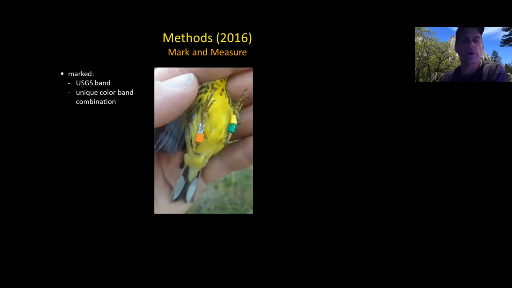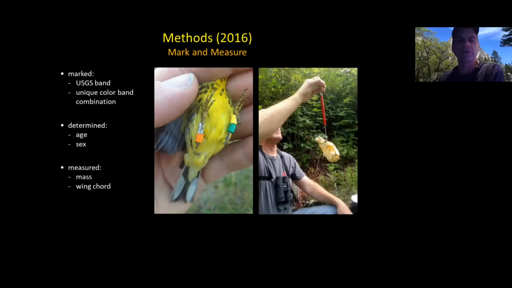When we captured the bird, we marked them with an aluminum USGS band and a unique combination of 3 color bands. We determined the age and sex of the birds. We were targeting males, but sometimes females would fly in, so we always had to make sure that we had a male. We measured mass and wing chord, and then we also took a GPS location of the capture site.